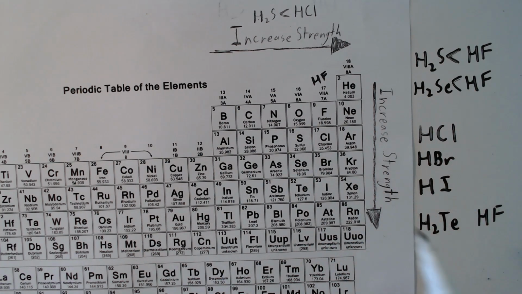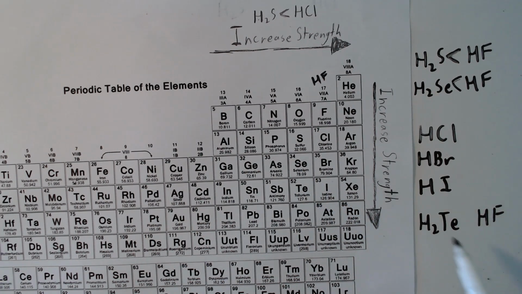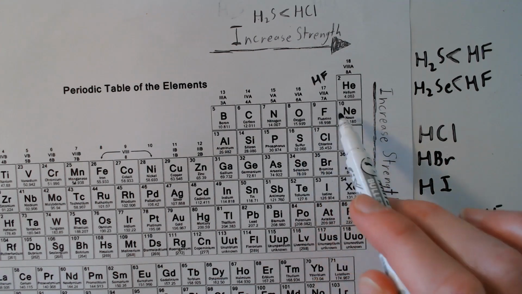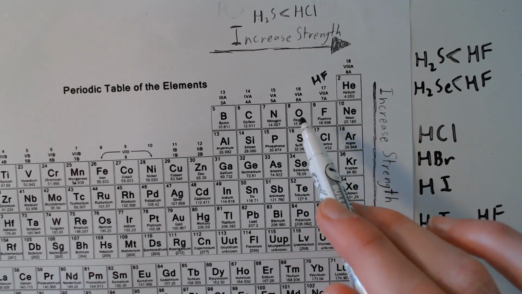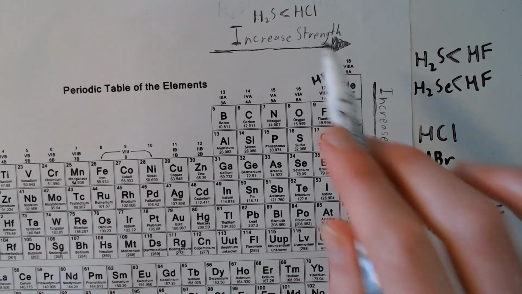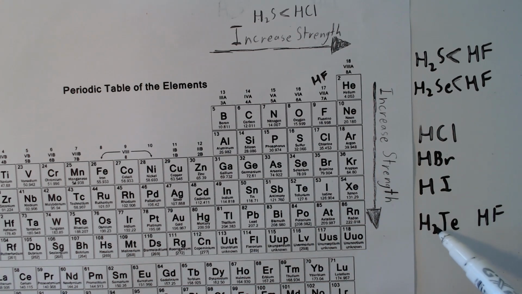Now let's say we go way downwards, like to H2Te. So H2Te, this acid, and HF on top right here. Is the effect across or the effect downwards stronger? Well, in this case, the effect downwards, because we're so much downwards than HF, the effect downwards at this point starts to outweigh the increase in strength across. Therefore, the H2Te is stronger than the HF.